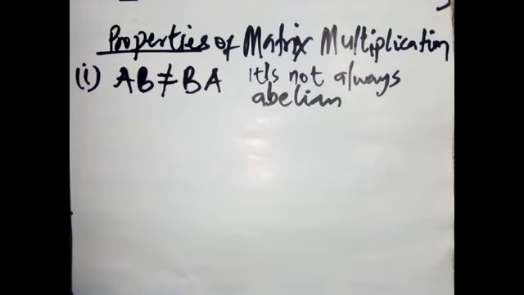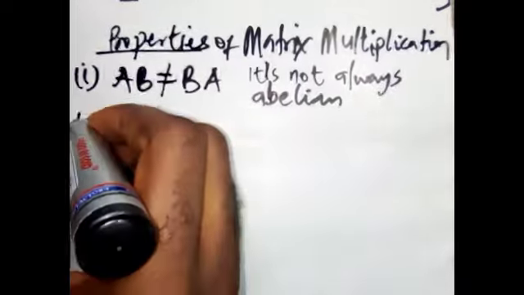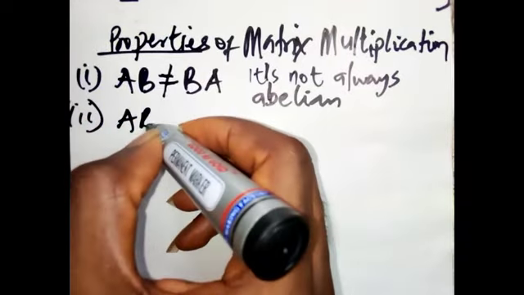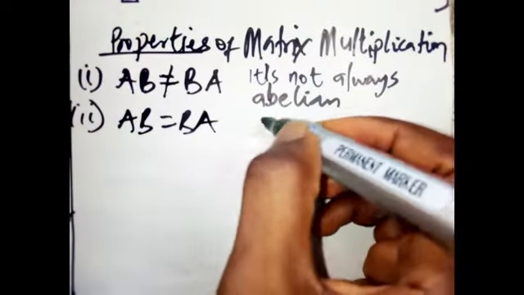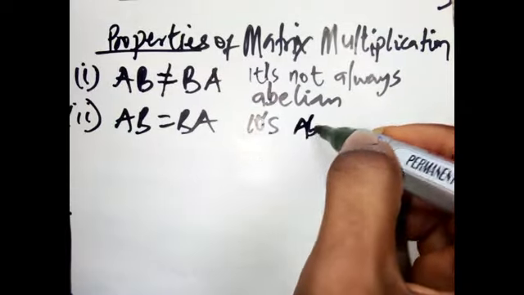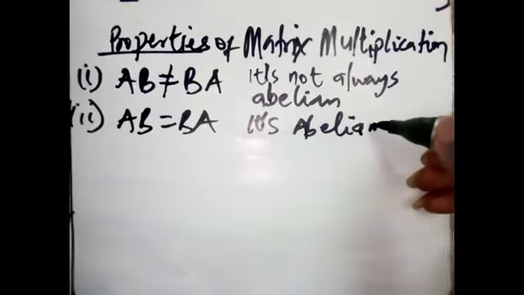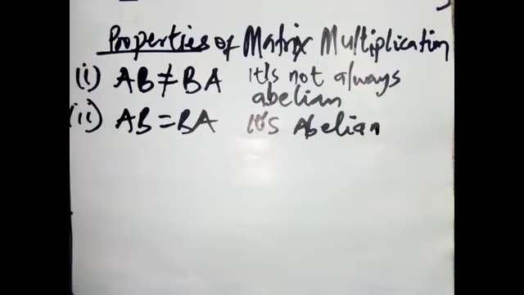So if matrix multiplication is not always abelian, they will say that the matrix is anti-commutative. Otherwise, if it is abelian, then AB is equal to BA. Then we say it is abelian, or commutative. So it is not in all cases that the product of two matrices is abelian. Sometimes the product of two matrices will not be commutative or abelian.